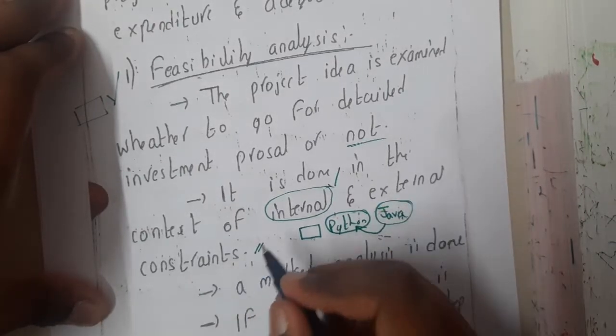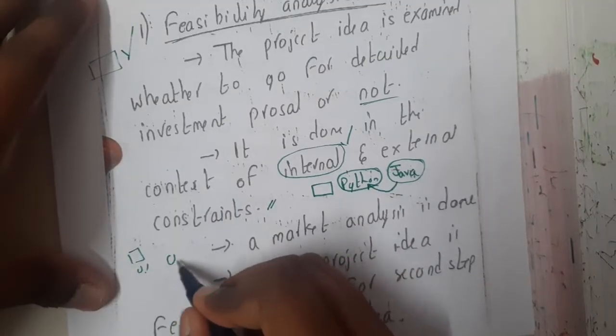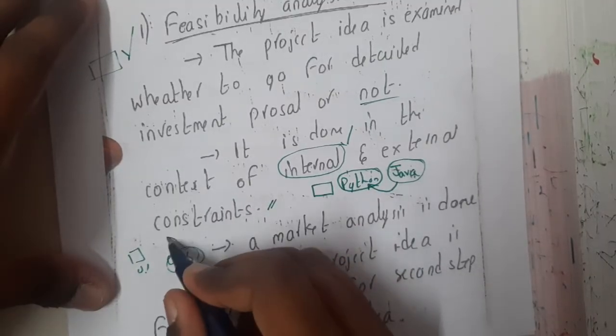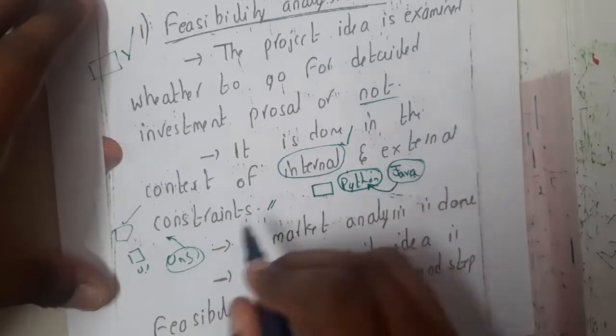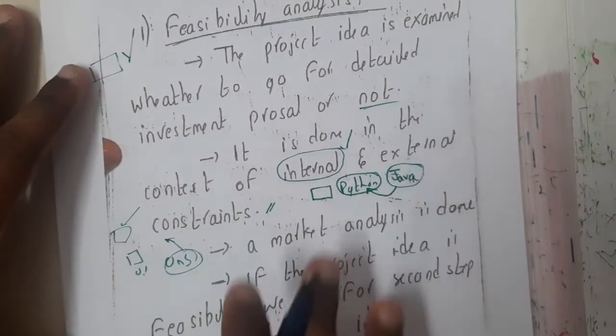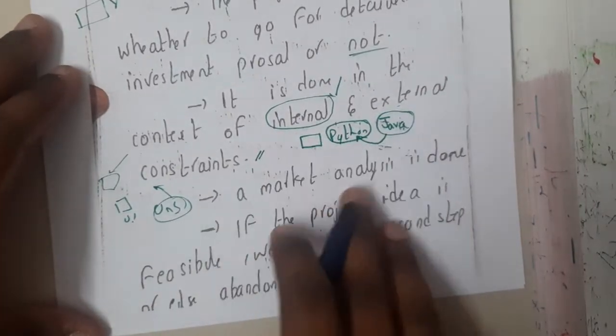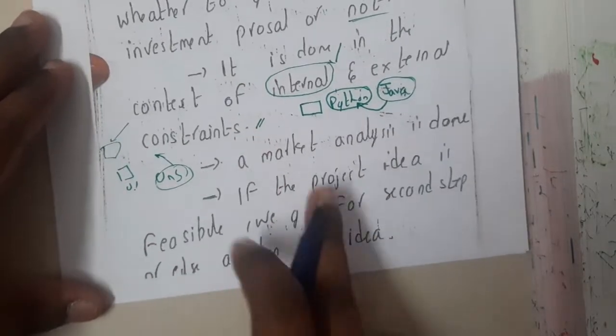Similarly, external is, assume that you took the project in the US and they told you that you need to send someone on site. In that situation you need to accommodate him and all those things will be there, right? Those are the external constraints. Internal means inside your organization, external means outside your organization. Here the market analysis is also done, guys, because we are checking the feasibility and all those things.